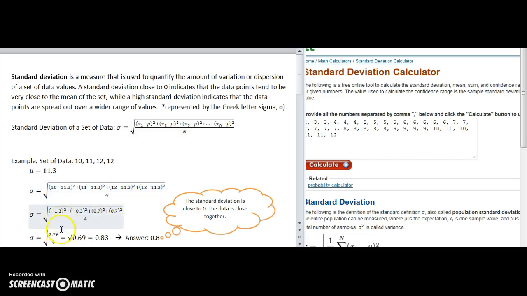I've simplified that, arrived at the square root of 0.69, which equals 0.83, and I also rounded that to 1 decimal place. My standard deviation is 0.8. This number is close to 0, so the data is close together, or close to the mean, which we expected since our data values were 10, 11, 12, and 12, and our mean was 11.3. Let's explore the standard deviation a little bit more.